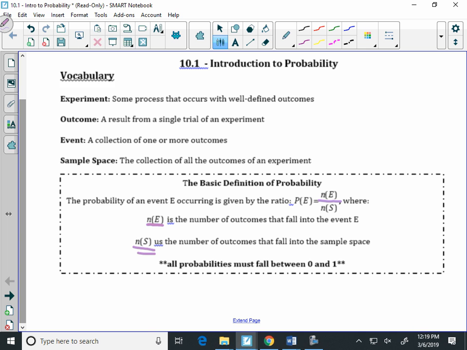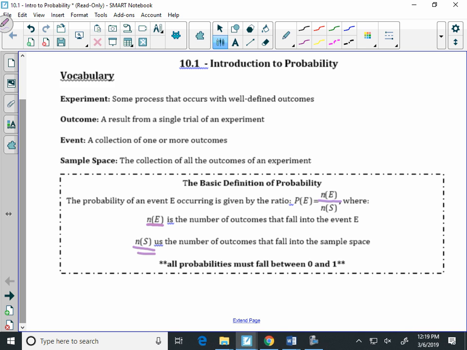Okay? All probabilities must fall between 0 and 1. So if you are doing a probability question and you're getting a number bigger than 1, you're wrong and you need to fix it. Something happened, more likely you did your fraction backwards, you flipped your fraction. Okay? But probability should always be between 0 and 1. Or if you're getting a negative answer, you can't have negative probability. So again, you might need to go back and fix something.